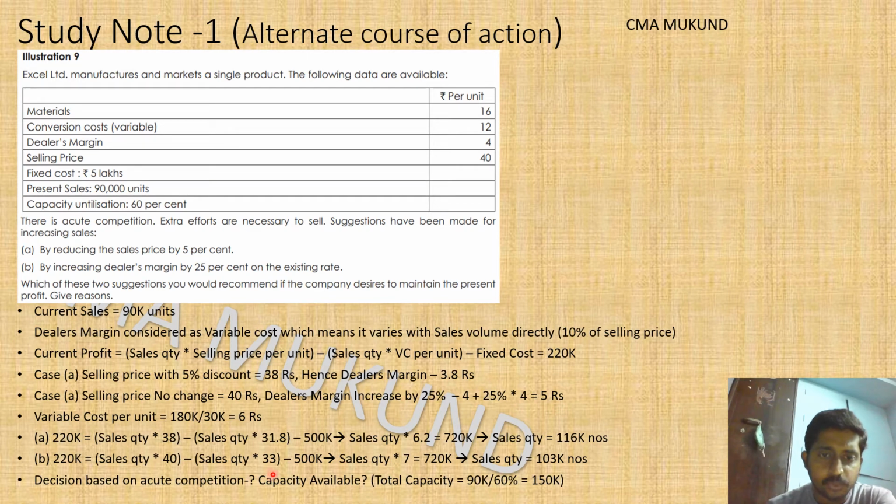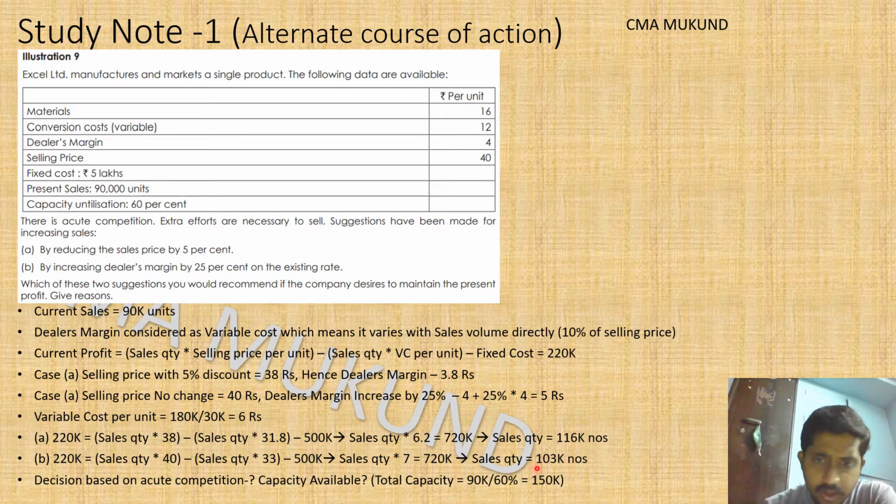So it has become 33 rupees here, and in this case the sales quantity will become 103k, which means approximately 1 lakh and 3,000. In case 1 it looks like 1 lakh and 16,000. So guys, we should not lose our mind while answering the problem. We may end up saying A is better because we are making more sales quantity than B. But what is the question? Here we have to maintain the present level of profit. So in both the cases the profit is the same. That is where the crux is.